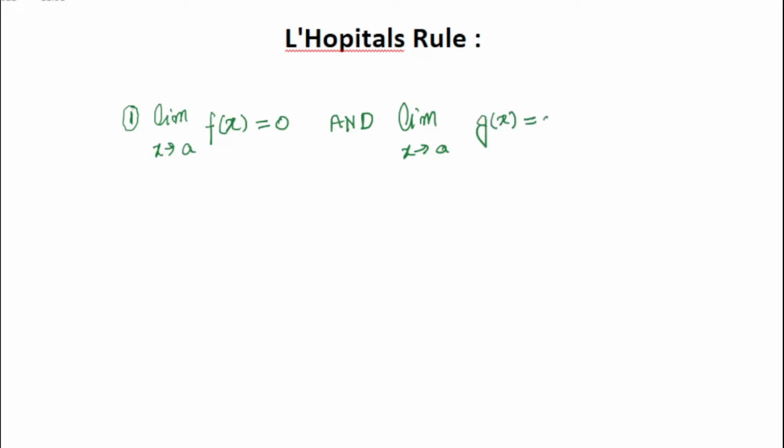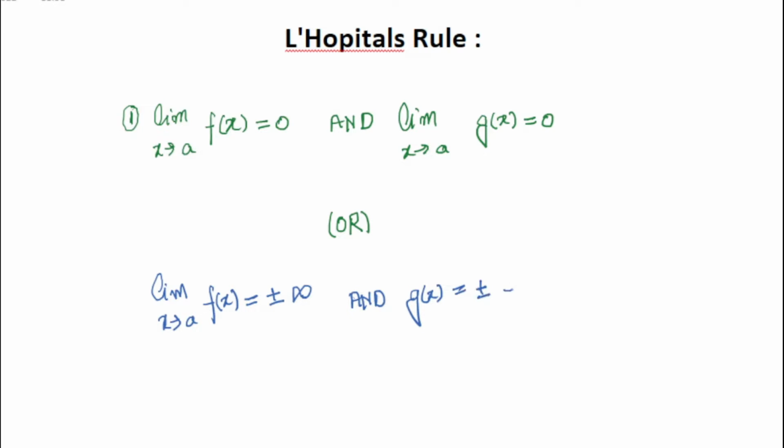The first property of L'Hopital's rule is: limit x tends to a, f of x is equal to 0, and limit x tends to a, g of x is equal to 0, or limit x tends to a, f of x is equal to plus minus infinity, and g of x is equal to plus minus infinity. We want to see where we can use L'Hopital's rule and where we can't.